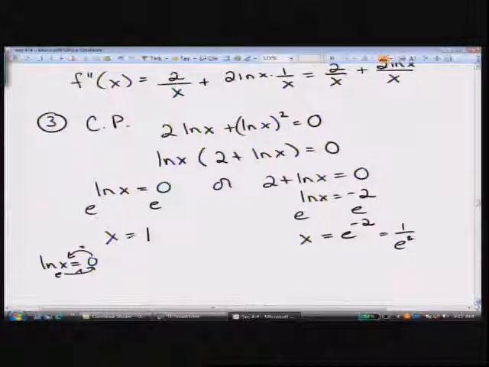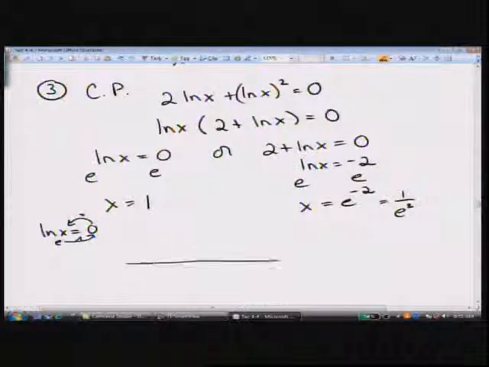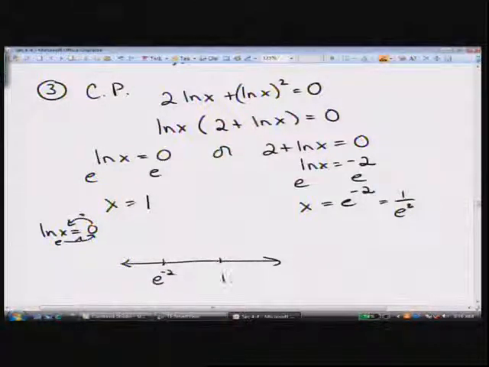What we do with those critical points is determine where the function is increasing or decreasing. So we will draw a number line, and we will place e to the negative 2, which is going to be a number less than 1, because it's 1 over 2 point something. So e to the negative 2, and then 1 is here. Now, we remember our domain on this function is from 0 to infinity, so I shouldn't have an arrow here. I should have a 0. Then we have to pick a number between 0 and e to the negative 2, and e to the negative 3 would be a good one to pick.